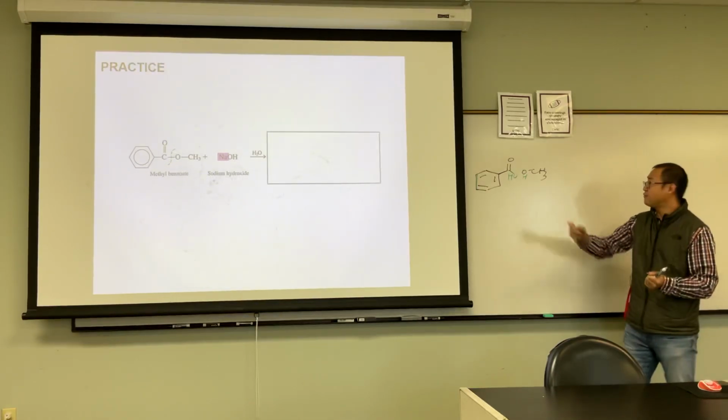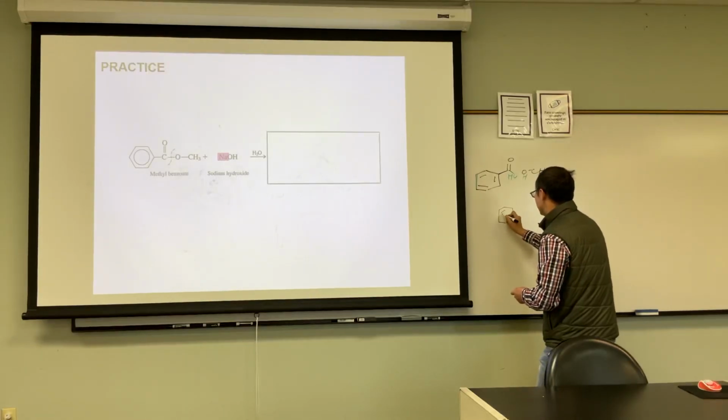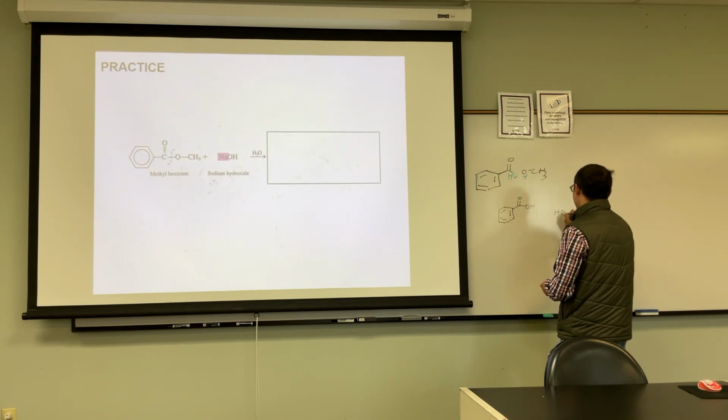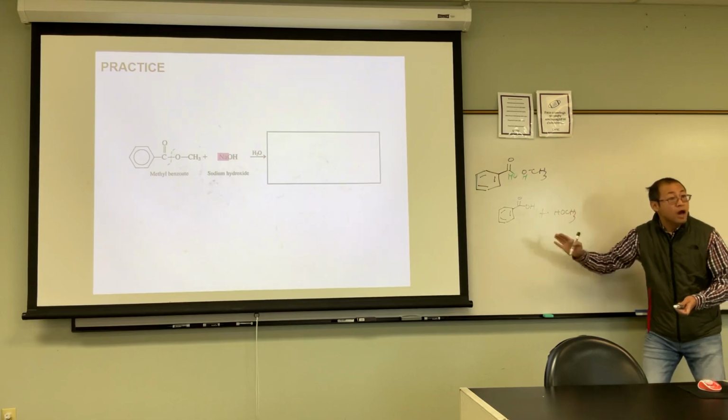Okay, alcohol. You don't have to, you can write the whole structure prettier later, or you can just leave it like that. This is the acid. This is the alcohol. These two are what? Hydrolysis products.